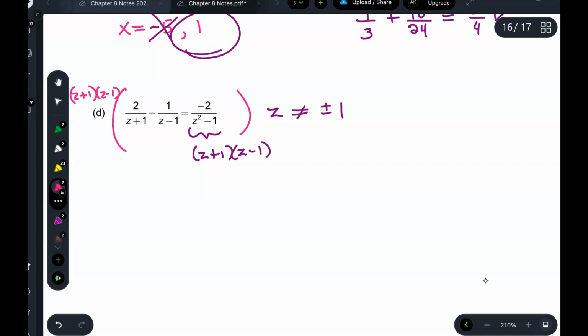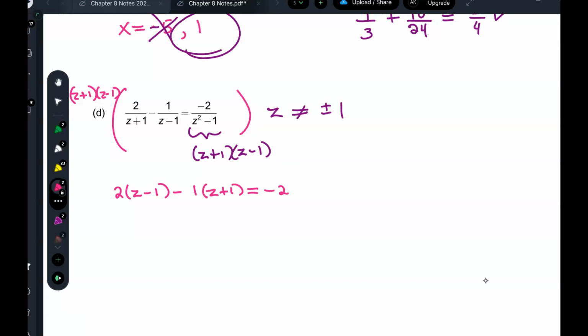Okay, z plus 1, z minus 1 is the least common denominator. Yes. And z can't be equal to plus or minus 1. So we're going to have 2 times z minus 1, minus 1 times z plus 1, equals negative 2. That's right, because the denominators both cancel out.